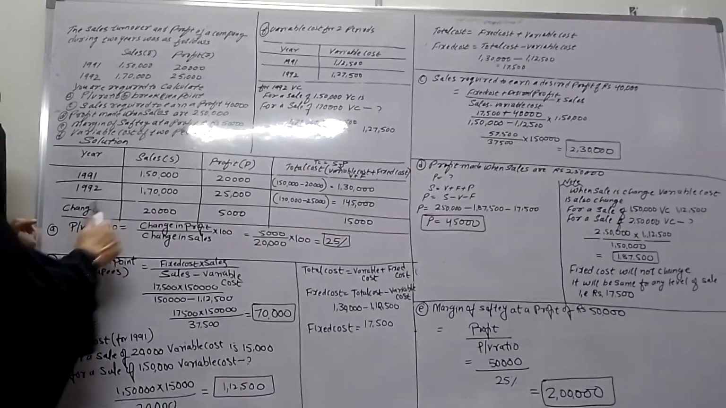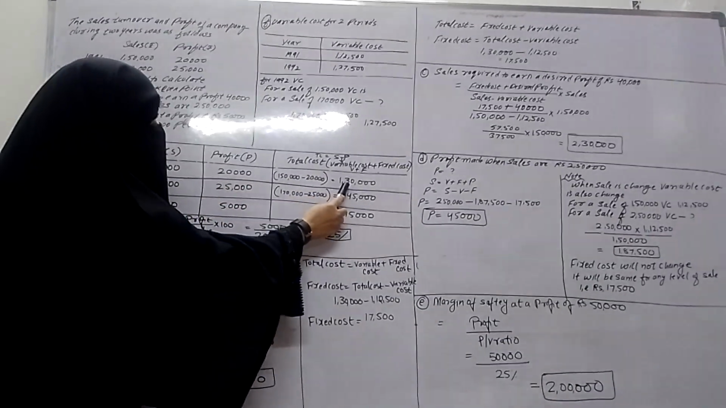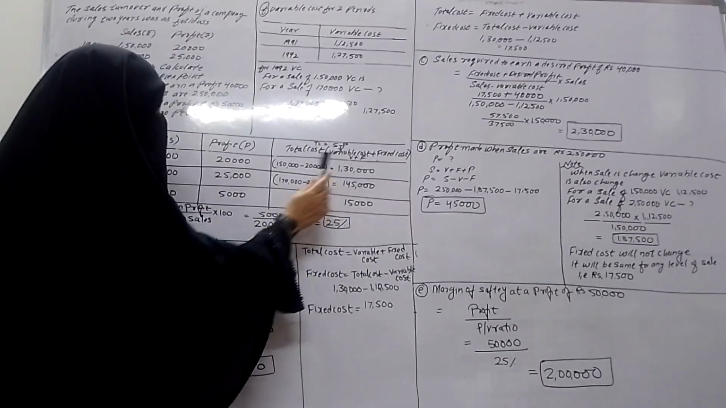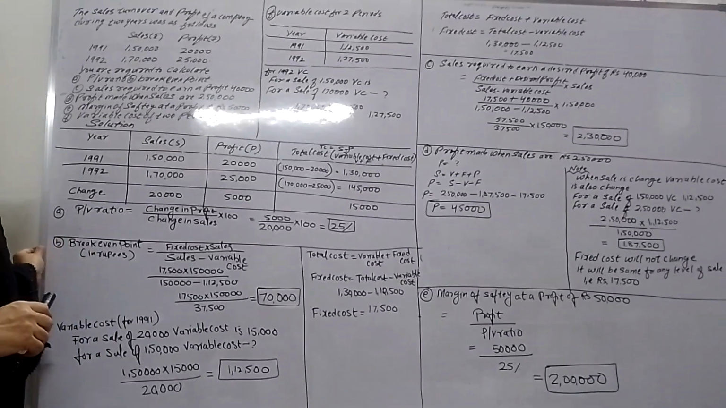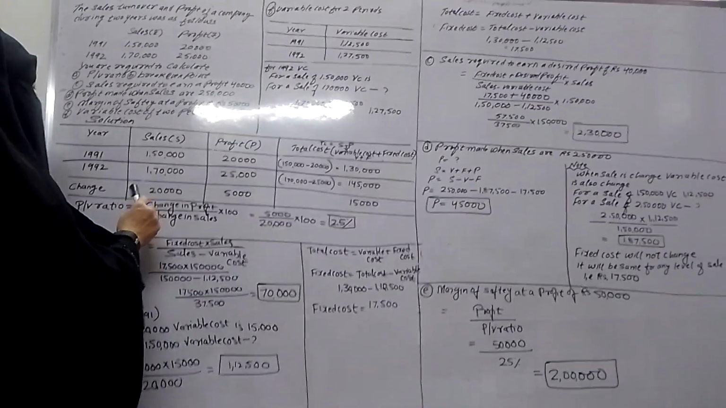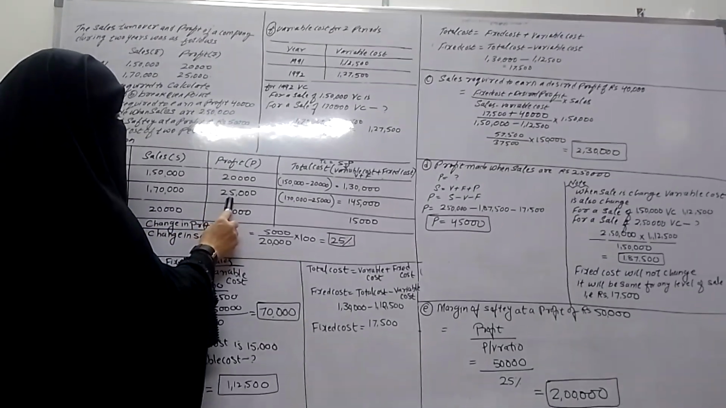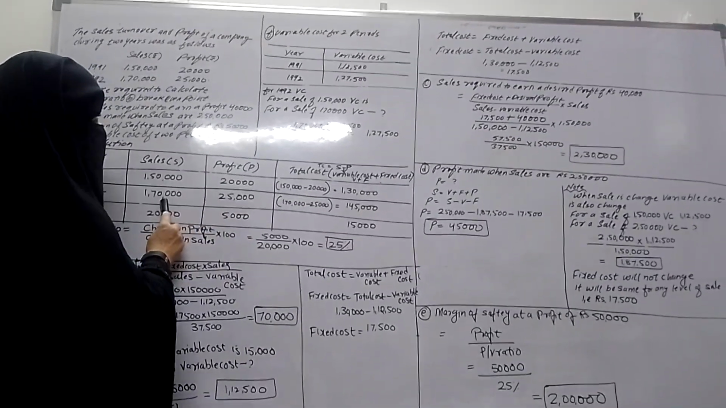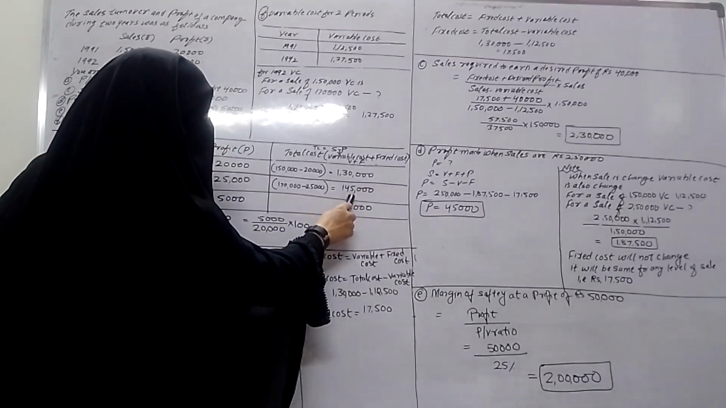So 1,50,000 minus 20,000, the total cost is 1,30,000. This 1,30,000 consists of variable cost as well as fixed cost. Now for the second year, the sales is 1,70,000 and profit is 25,000. So 1,70,000 minus 25,000, the total cost is 1,45,000.